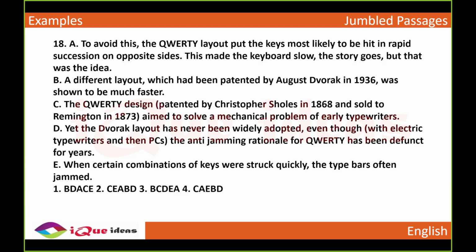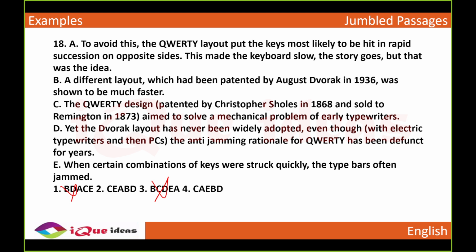Most of you are getting it right. So या तो B से या तो C से start होना है. B says a different layout which had been patented was shown to be much faster. तो faster means comparison. तो कंपैरिजन करने के लिए पहले कोई चीज फास्ट है और उसके बाद आप बोलोगे कोई चीज उससे ज्यादा फास्ट है. So it cannot start with B. That means option 1 and option 3 automatically get eliminated.